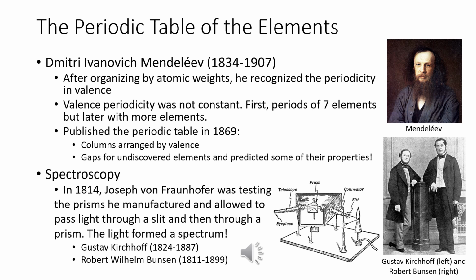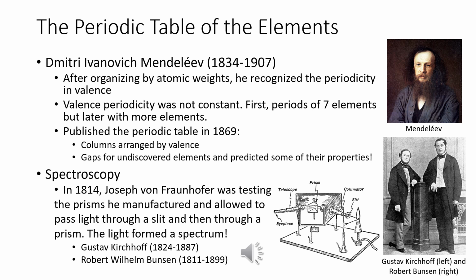What is more important in his work is that he left some gaps in his table, for elements that were missing and had not been discovered yet, and he was even able to predict some of their properties. He called these elements eka boron, eka aluminum, and eka silicon, meaning that one element was missing which was close to boron, another similar to aluminum, and another similar to silicon.